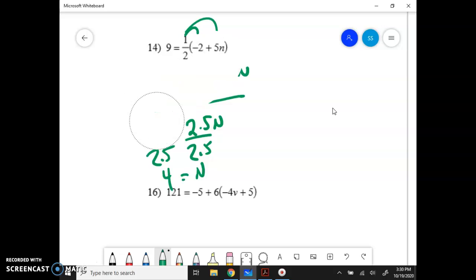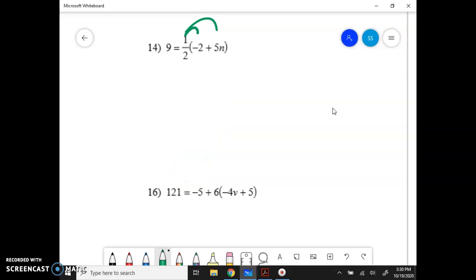Another way to do this one, sorry if I deleted that too quickly, we could go ahead and multiply this by 2 over 1, the reciprocal. This will cancel out. If I do it to one side, got to do it to the other side. 2 times 9 is 18. So now that would be essentially gone, so I can just rewrite this out. And now I can go ahead and solve this like I normally would. Get rid of this negative 2 by adding 2.